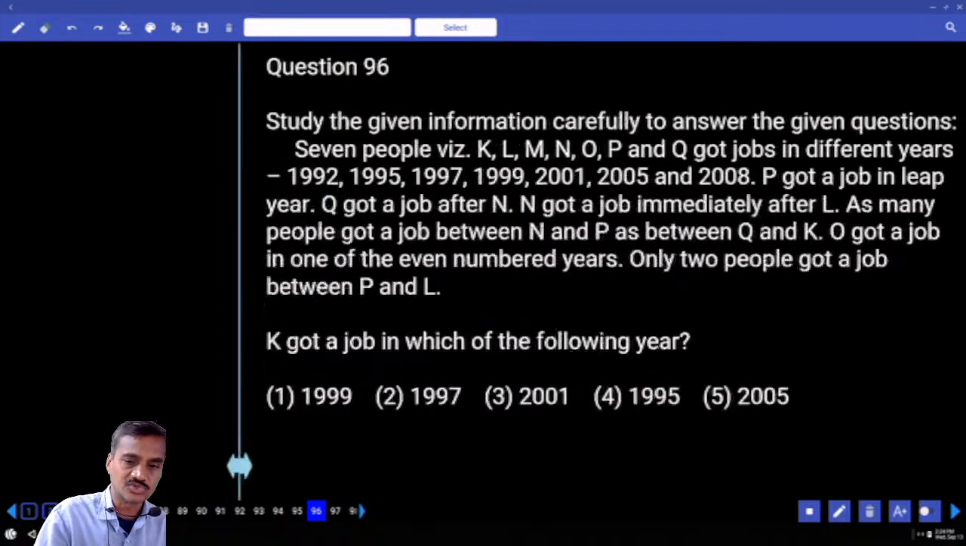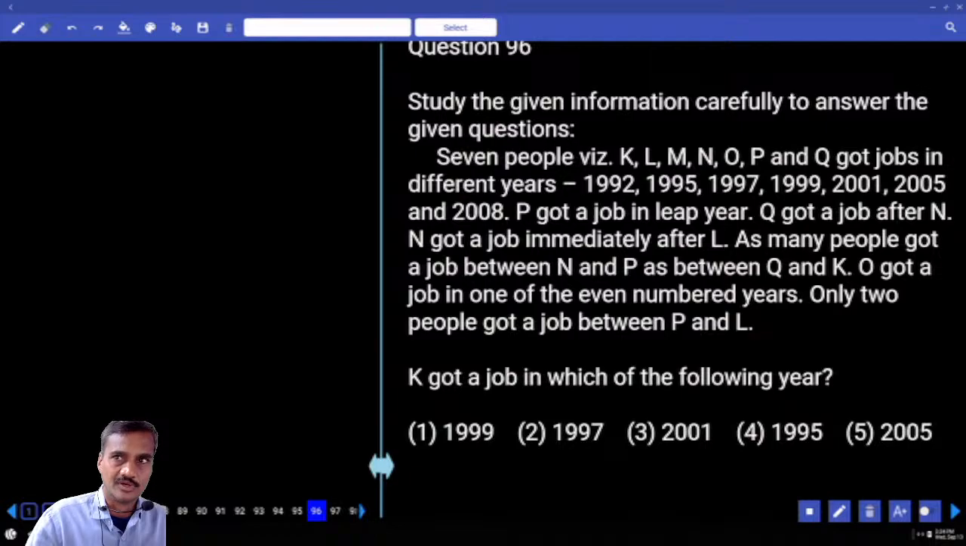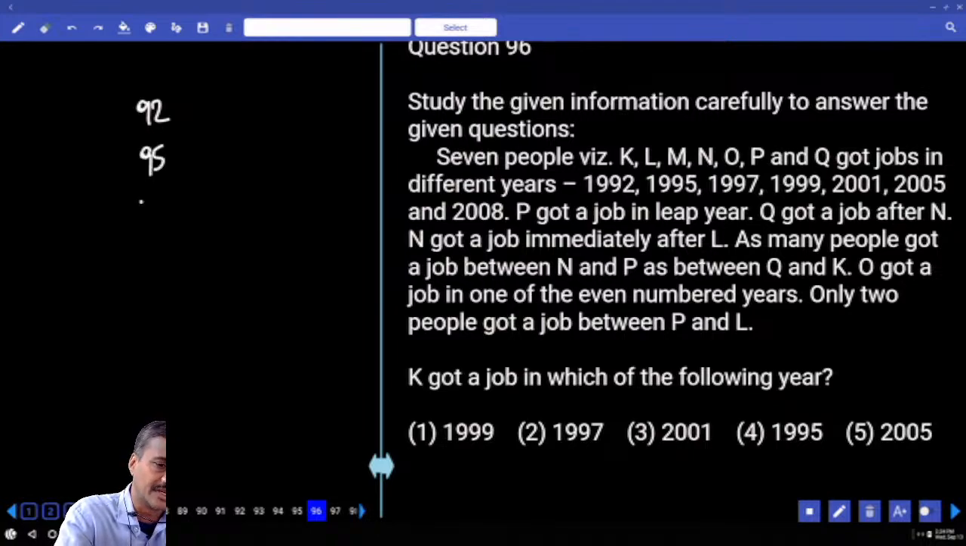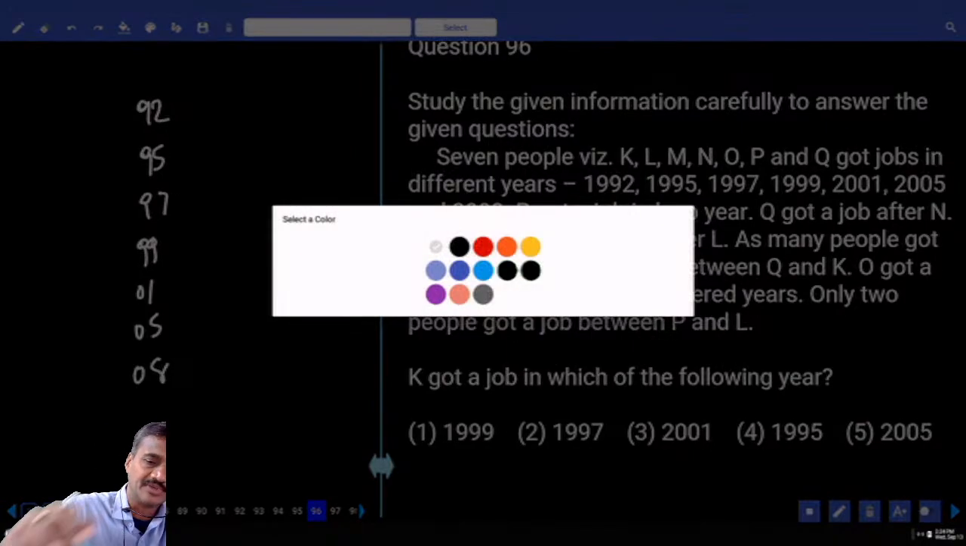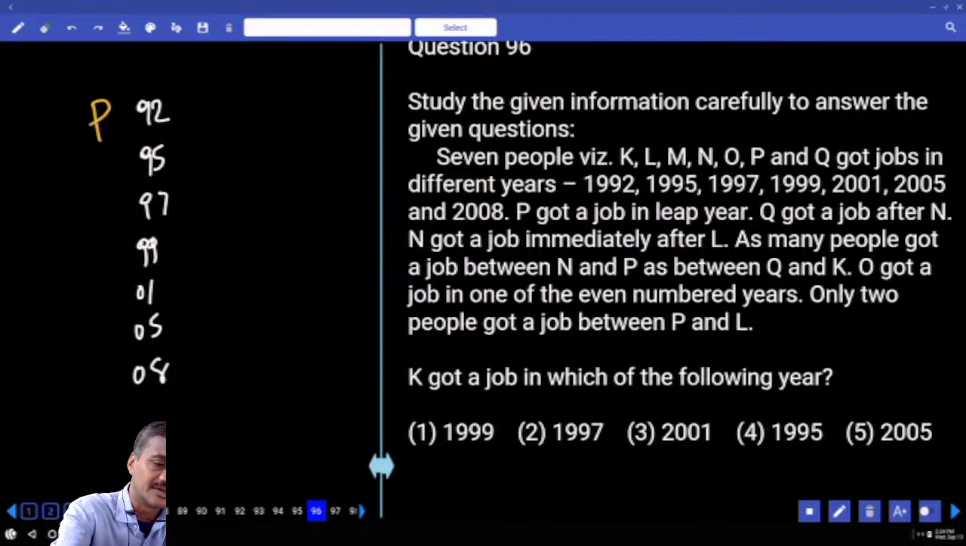Now here 96 to 100, there are some 7 people. Now who are those 7? K, L, M, N, O, P, Q. And they have got jobs in different years: 92, 95, 97, 99, and 2001, 2005, and 2008. Now altogether there are 7 persons in these 7 different years. P got a job in a leap year. Now how many leap years? 92 and 2008 are the only 2 leap years.